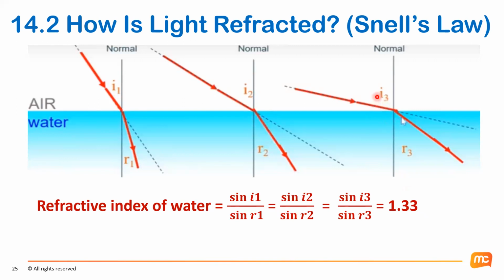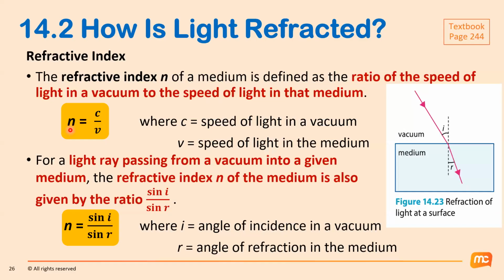The same, if I were to use sine I3 over sine R3, I will again get 1.33. So no matter what angle that I shine in at, the ratio of sine I over sine R will always be the same number. And that number always refers to the refractive index of the medium. Let's zoom in. What exactly is refractive index again?